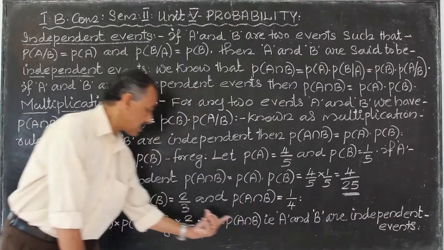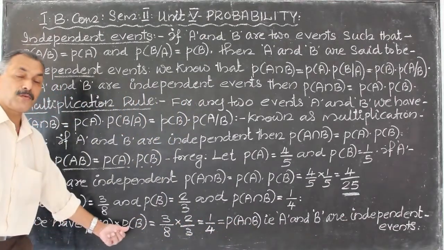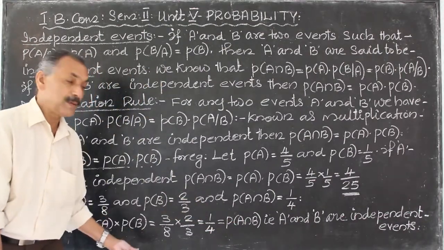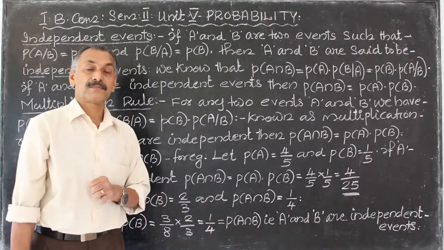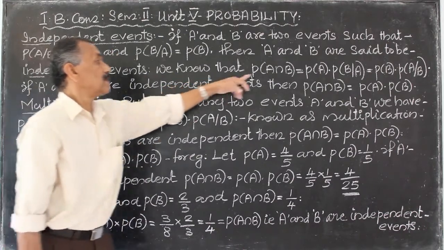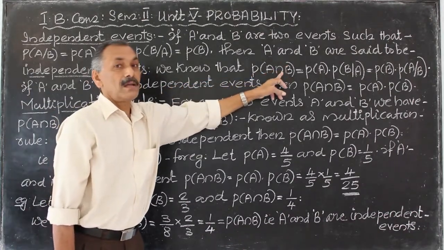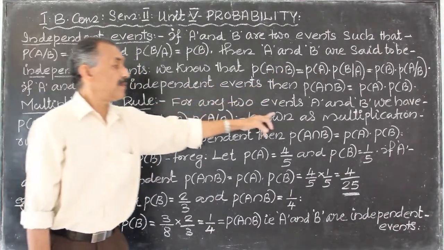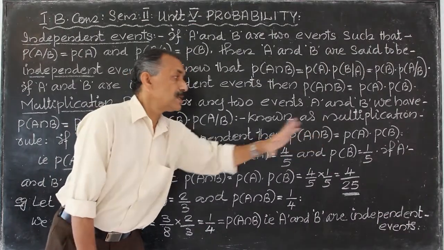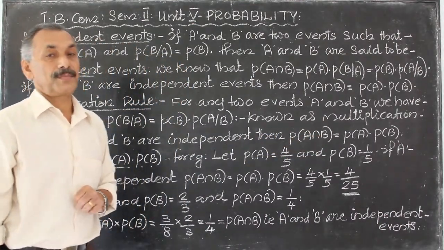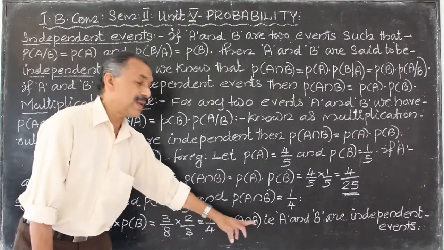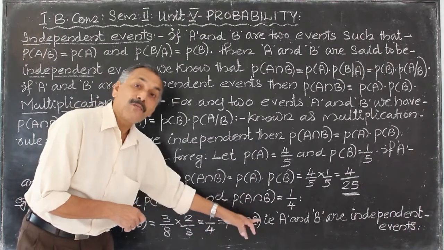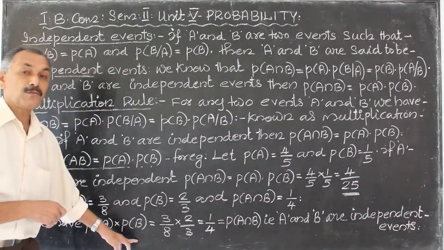That is, probability of A intersection B is equal to P of A into P of B. Then A and B are independent. Now this is known as multiplication. If they are dependent, this does not hold. If they are independent, then this is multiplication. If the events are independent, then P of A intersection B is equal to P of A into P of B. And usually we write P of A intersection B and not AB. And then P of AB is equal to P of A into P of B.